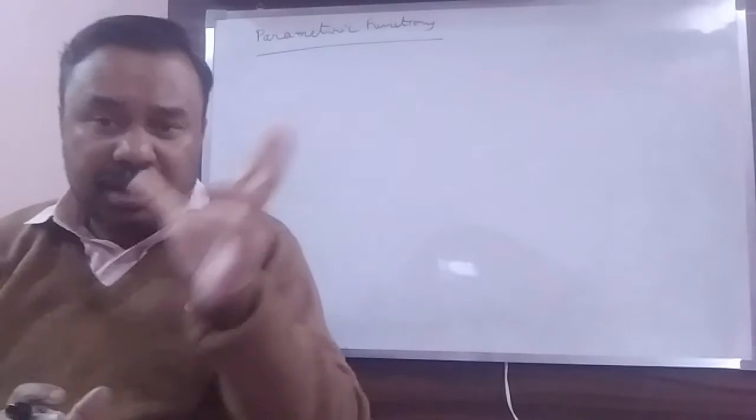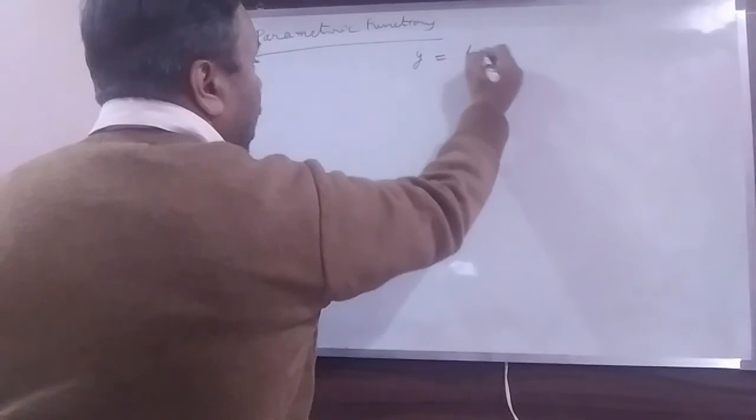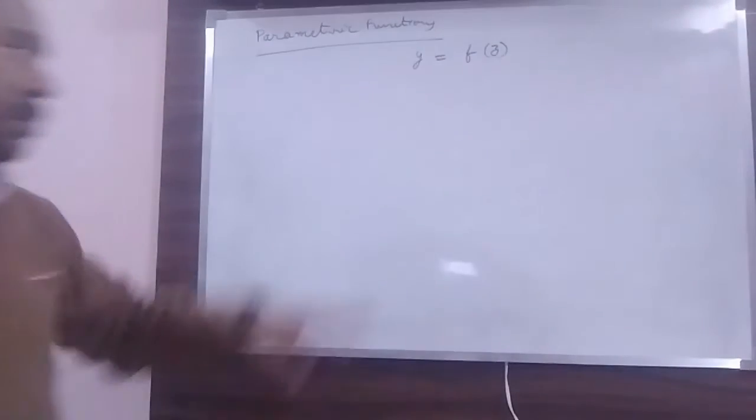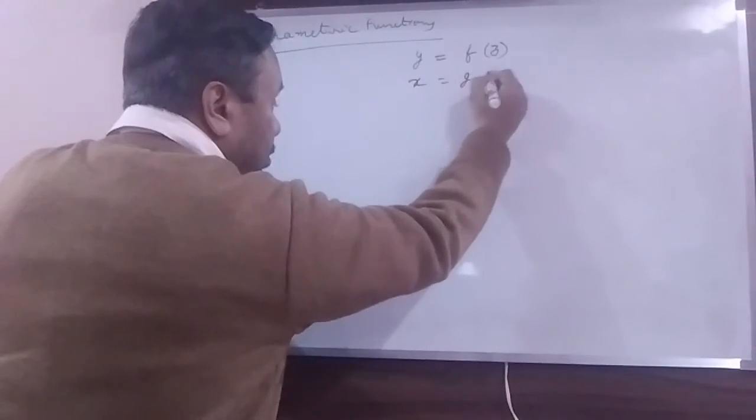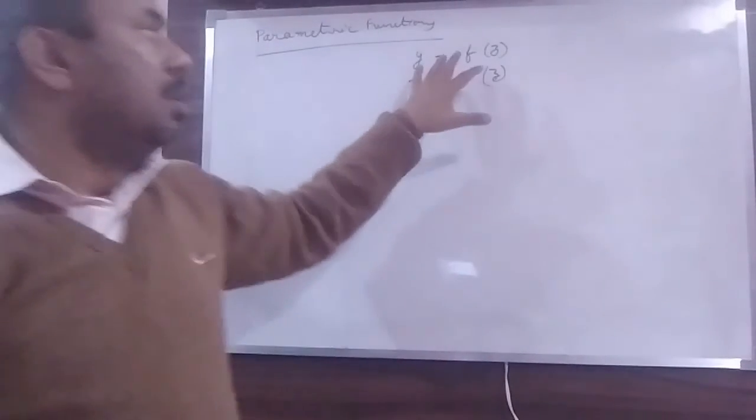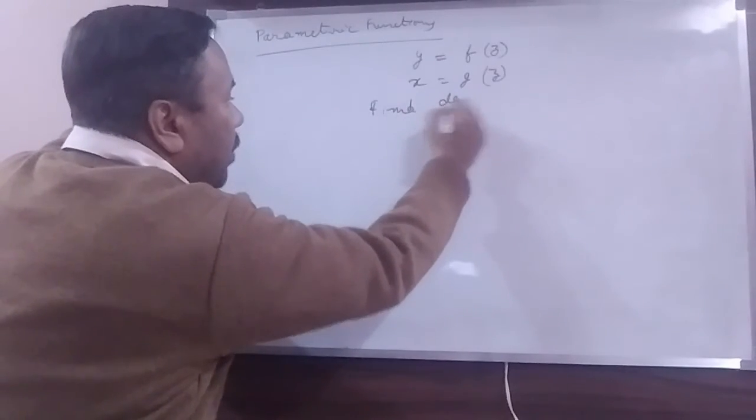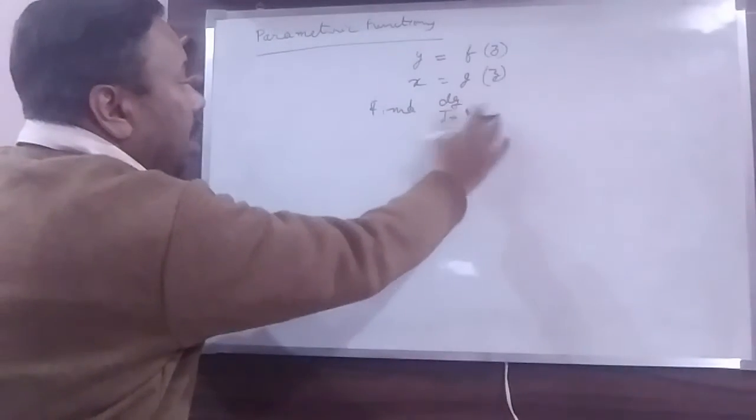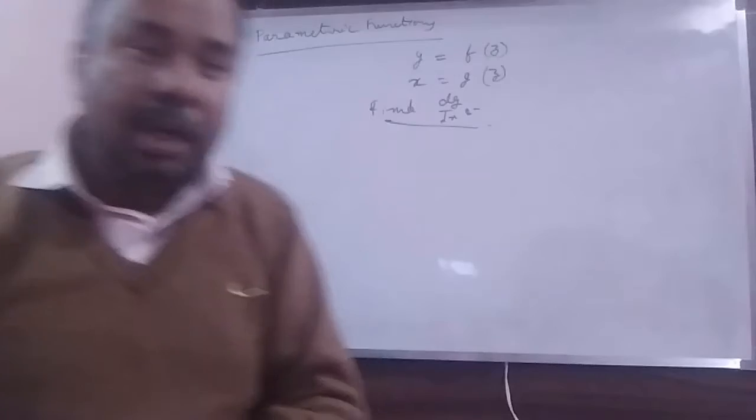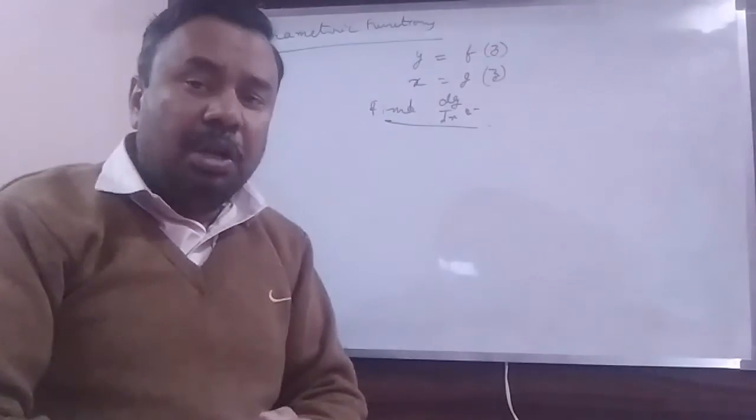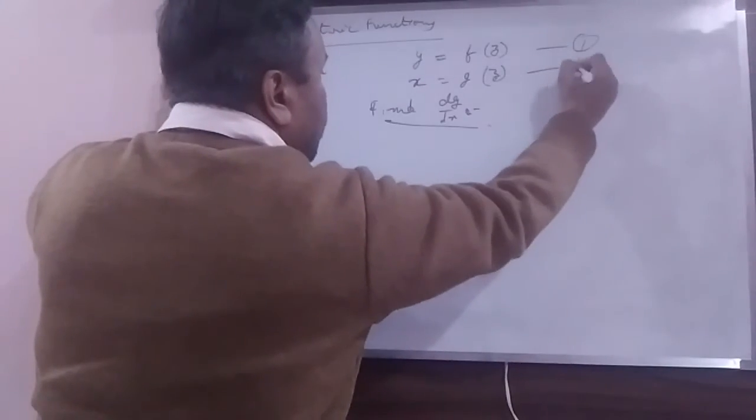Suppose that I am given that y is equal to f of z, and x is given as g of z. Two different functions. And I am asked to find dy by dx. What you will do in such cases: this is the first equation, this is the second equation.